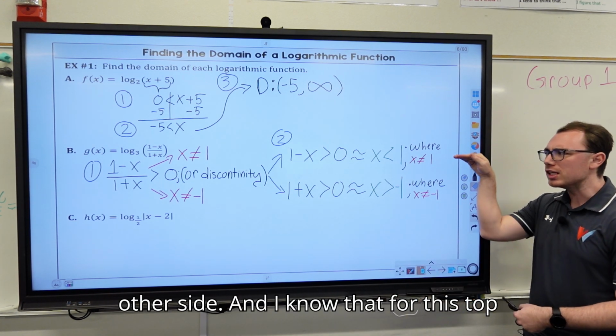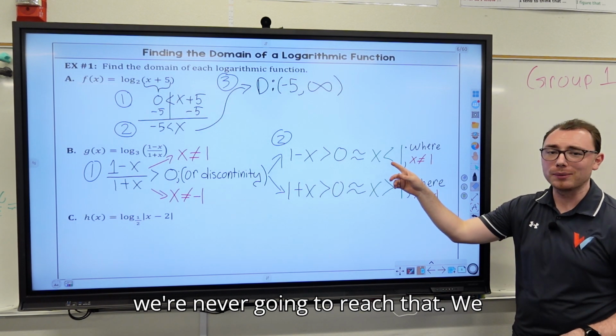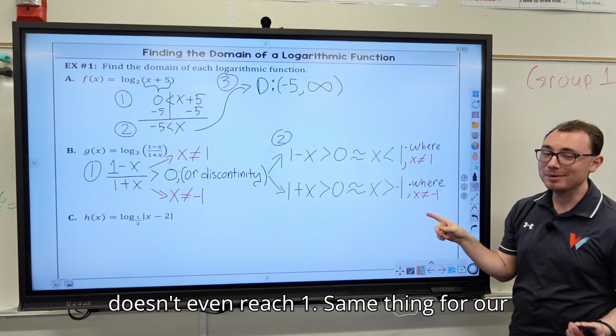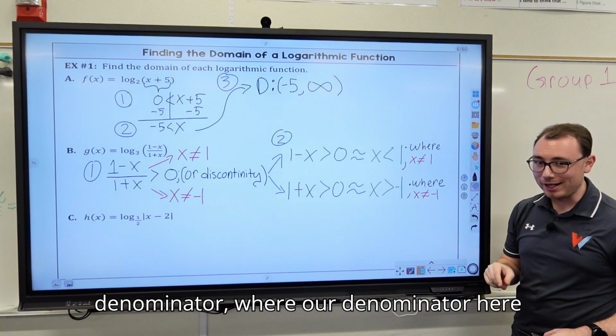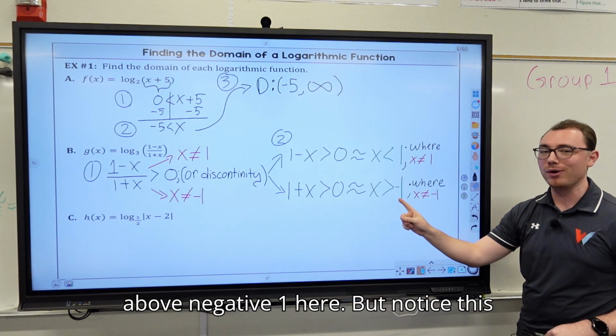And I know that for this top one, x can equal 1. Well, luckily for us, we're never going to reach that. We actually have an inequality where it doesn't even reach 1. Same thing for our denominator, where our denominator here never goes below negative 1. It's always above negative 1 here.